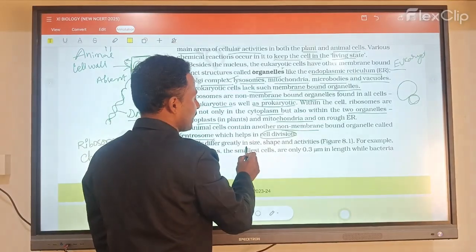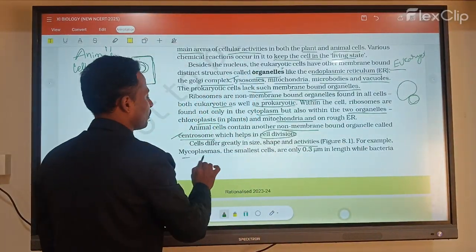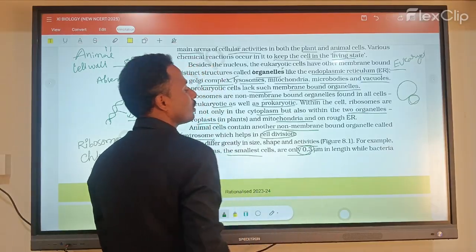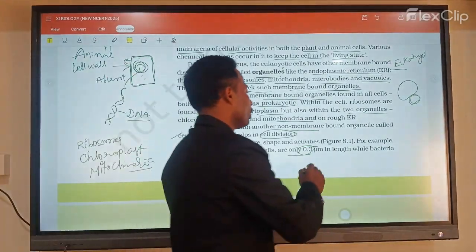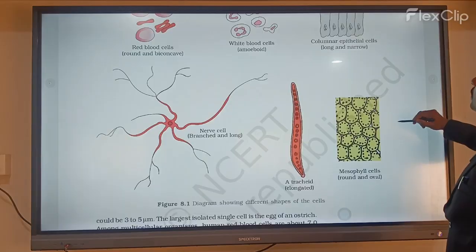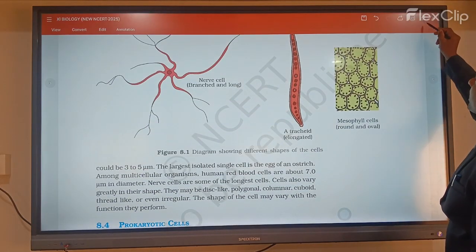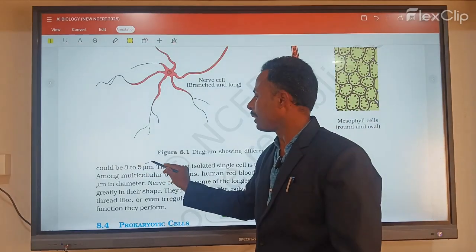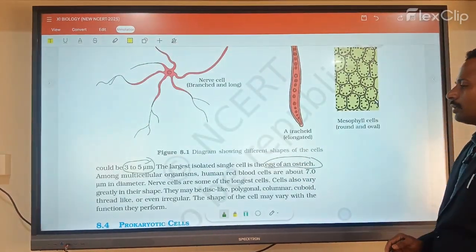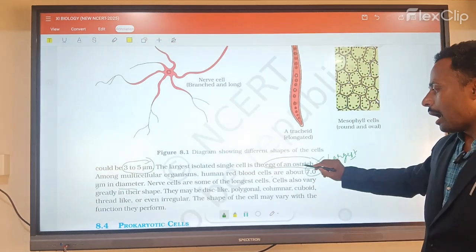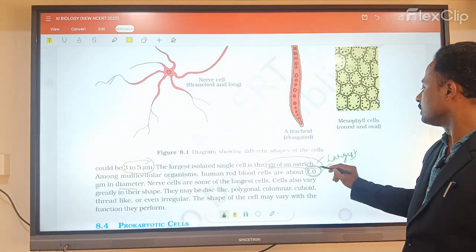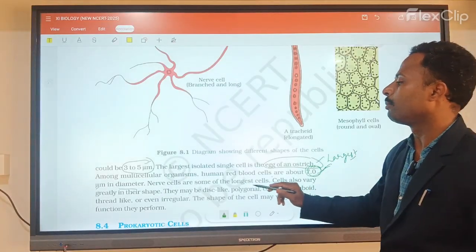Now, cells differ greatly in size, shape and activities. For example, mycoplasmas, the smallest cells, are around 0.3 micrometres in length, while bacteria range from 3 to 5 micrometres. The largest isolated cell is the egg of the ostrich. Among multicellular organisms, human red blood cells are about 7 micrometres in diameter.